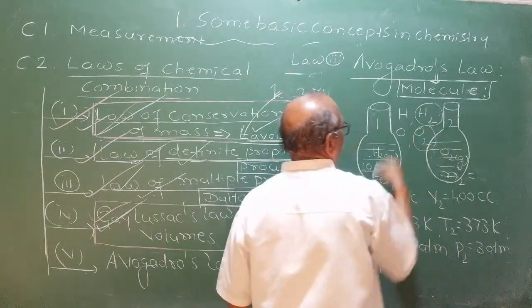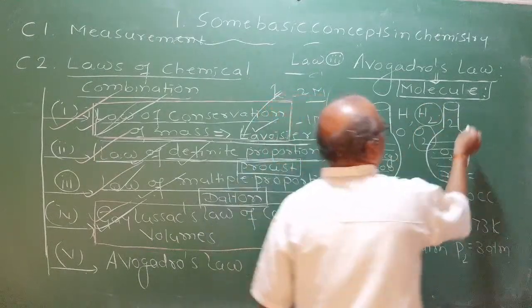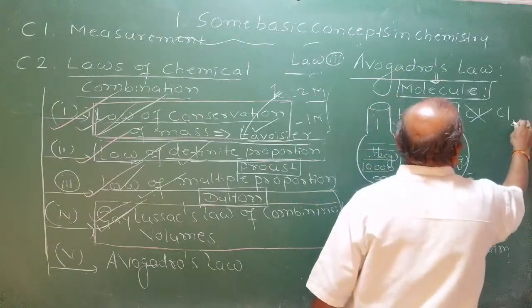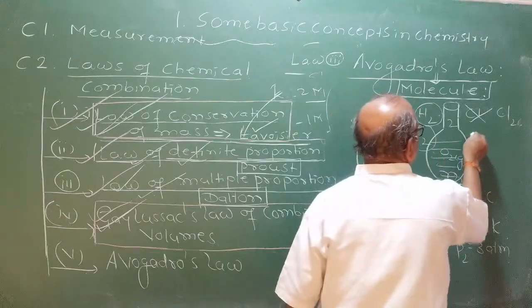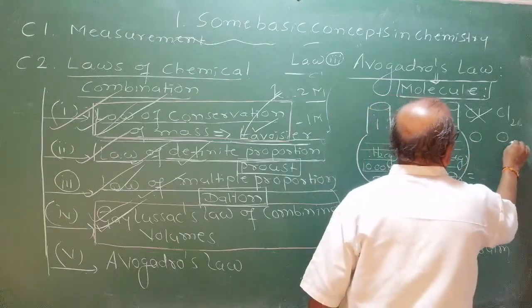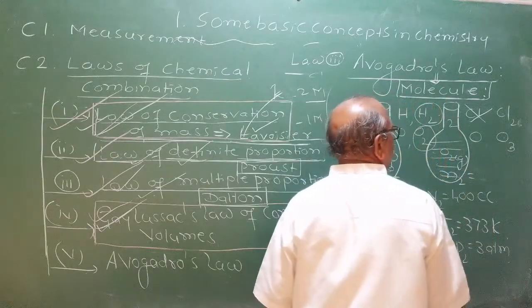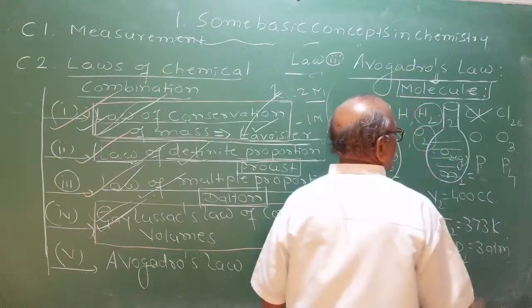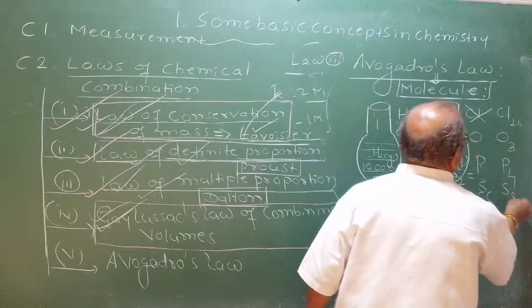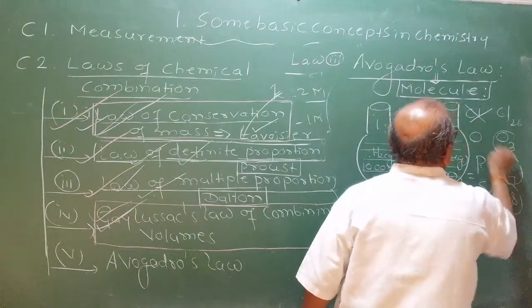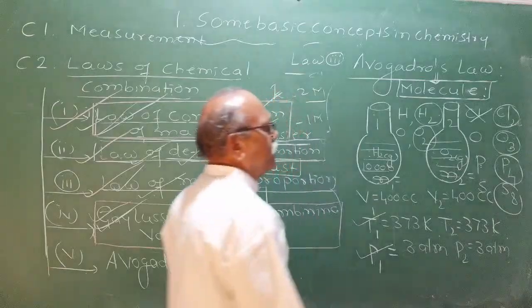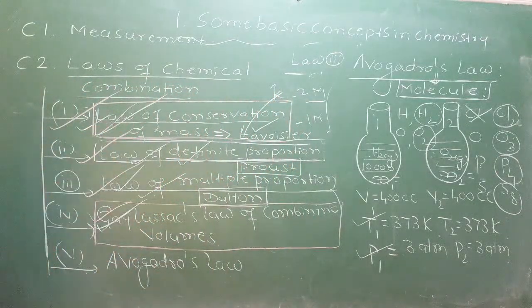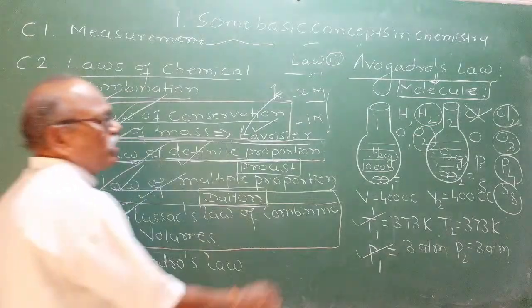Hydrogen is a diatomic molecule. Even chlorine does not exist as Cl, it exists as Cl2. Are you getting me? Ozone does not exist as O, it exists as a triatomic molecule. Phosphorus does not exist as P, it exists as P4. Sulfur exists as S8. So these are elementary molecules. This concept of molecules was given by Avogadro. He said that equal volumes of all gases.